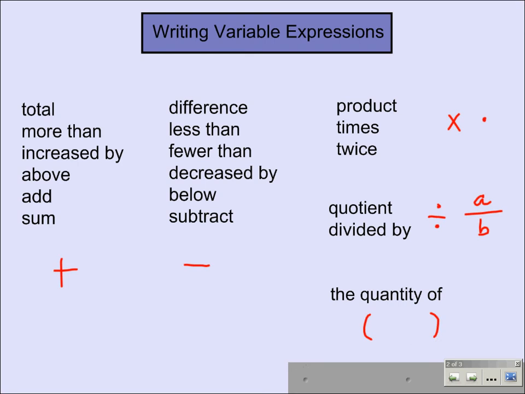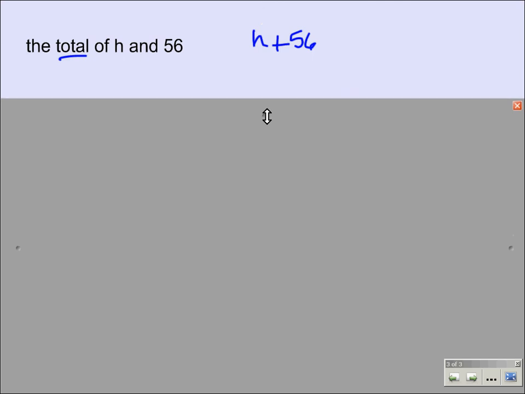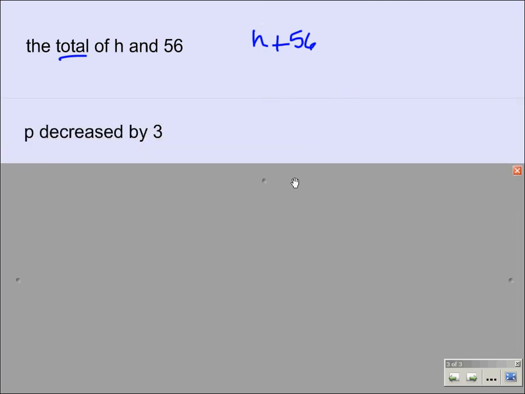Now let's take a look at a few problems and how we would write these. The total of H and 56. We know total represents addition, so we're going to put H plus 56. Take a look at another problem here. P decreased by 3. We know the word decreased represents subtraction, so we're subtracting 3 from P.